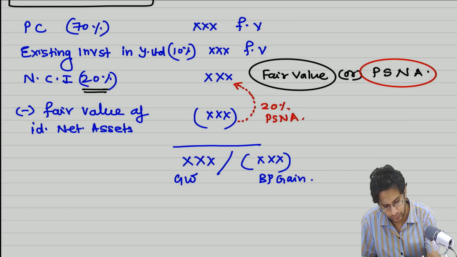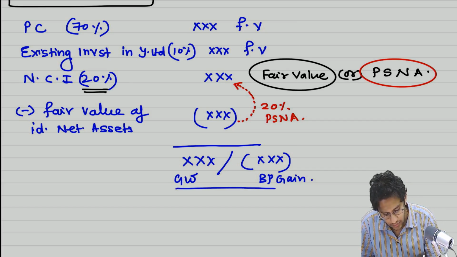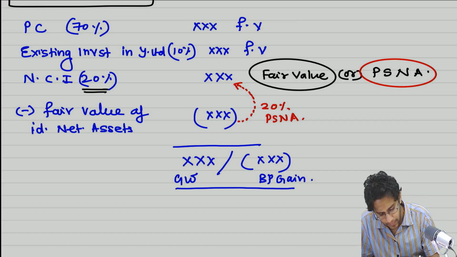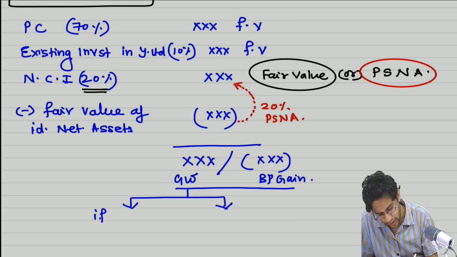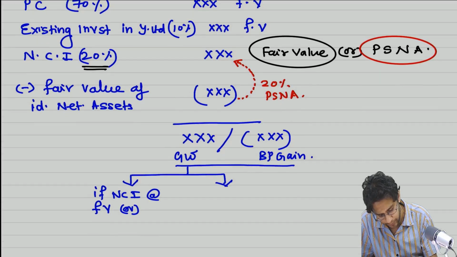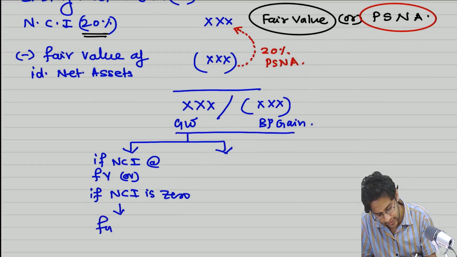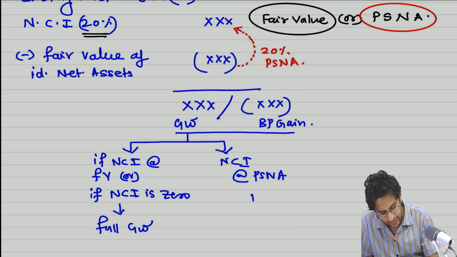Now coming to, imagine there is a goodwill. The goodwill you get by applying NCI at fair value, or if NCI is 0, is called a full goodwill. And if NCI is measured at PSNA, the resulting goodwill is called partial goodwill.